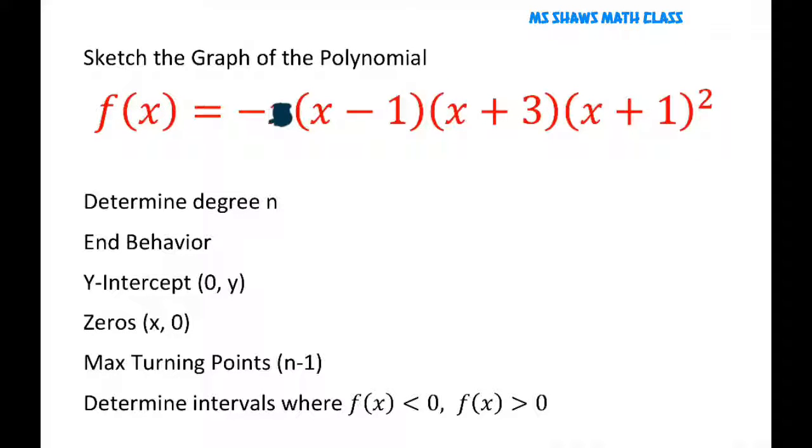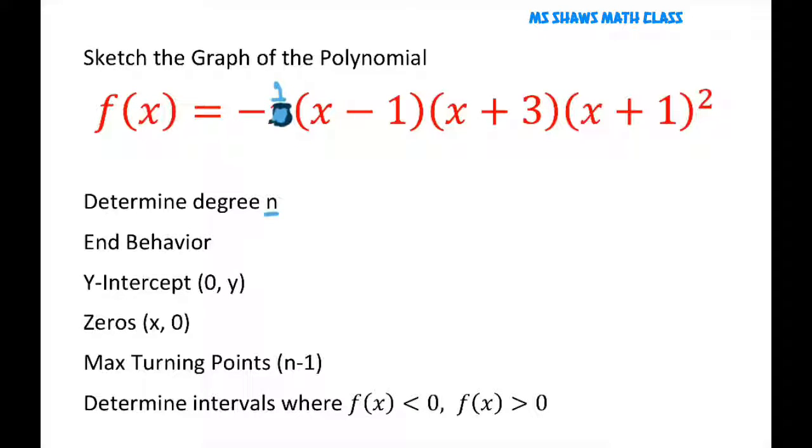Hi everyone, we're going to sketch the graph of this polynomial. I made a little mistake here. There's not supposed to be an x there, so this is just basically -1 there. So before we sketch, this is not in standard form, so let's fill out some information.